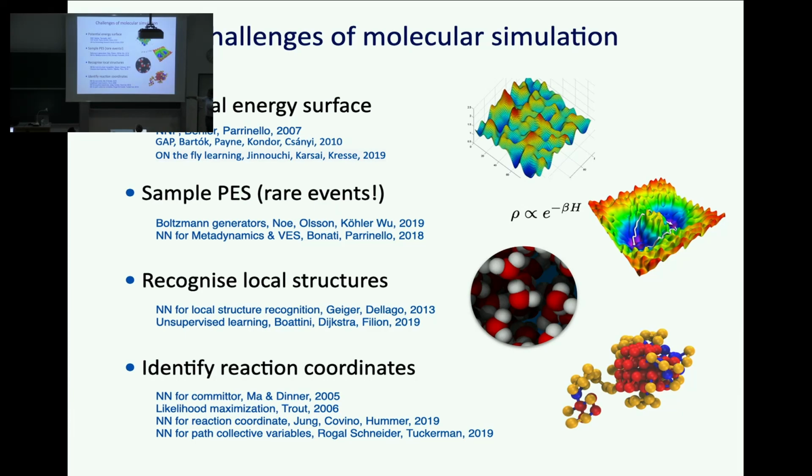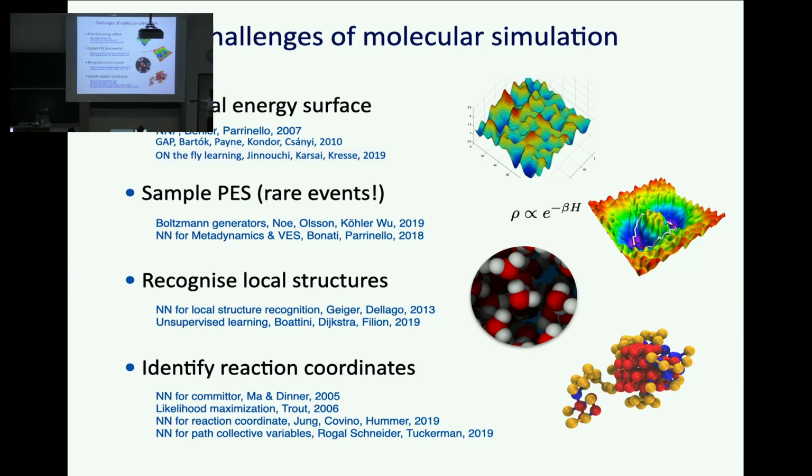Others have developed unsupervised learning methods based on autoencoders for the same purpose. Now, I think this is really a difficult problem in a complex system, namely to identify reaction coordinates, to identify the degrees of freedom that really carry the important physics of a process, and separate them from other degrees of freedom that you can replace by thermal noise.